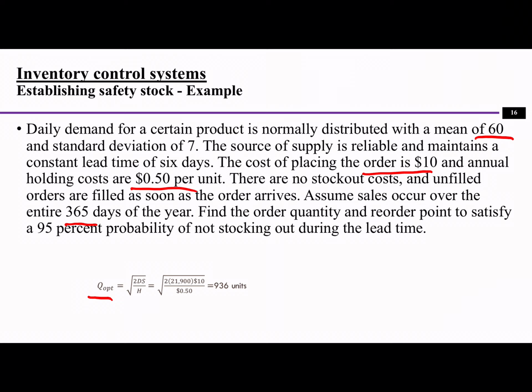the reorder point. So how do you find the reorder point? Remember, we need this normal distribution, and this is the DL. For DL, we know D, the daily demand, is 60. And L is the lead time, which is 6 days. With the daily demand and the 6 days, we can calculate the mean.